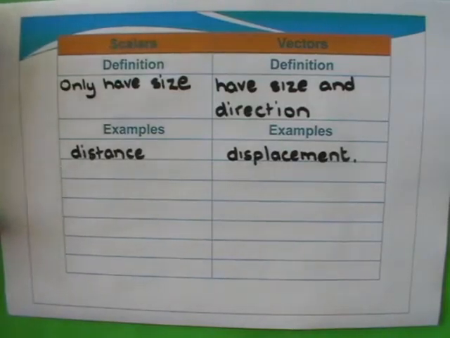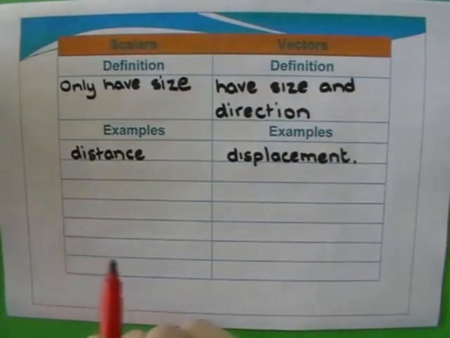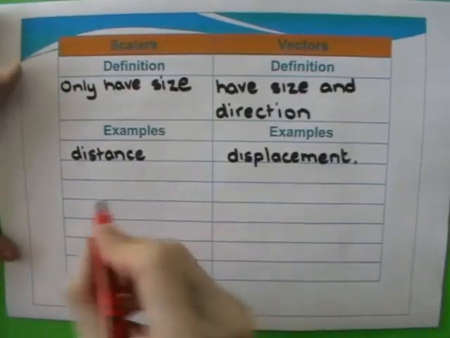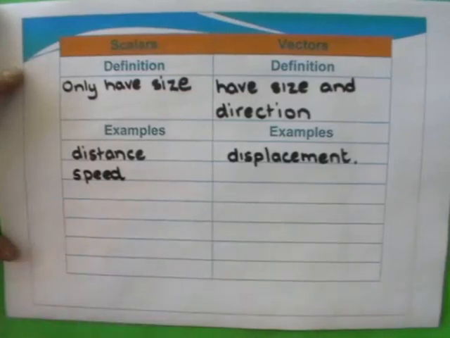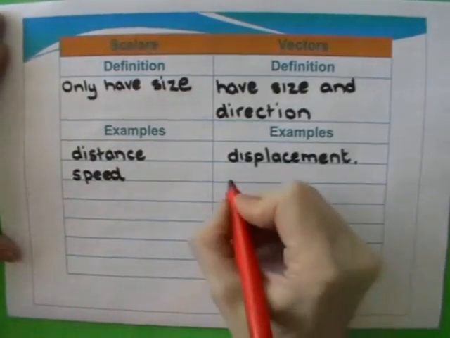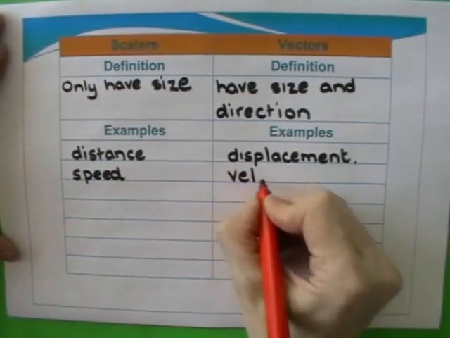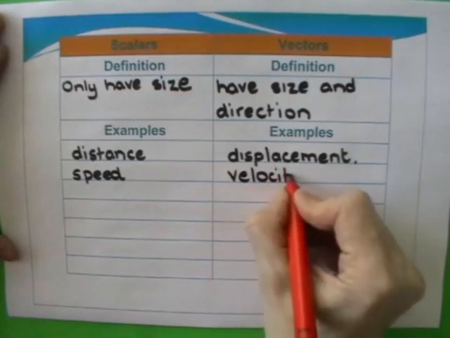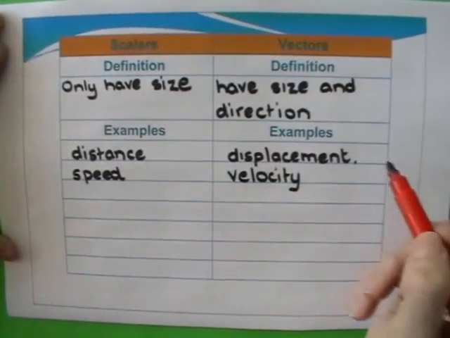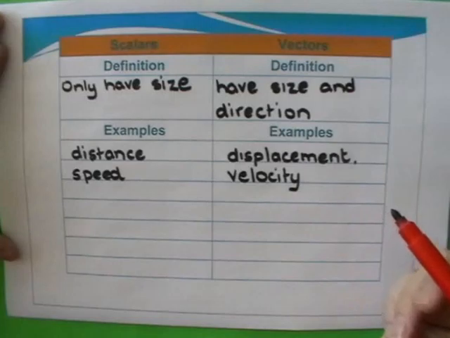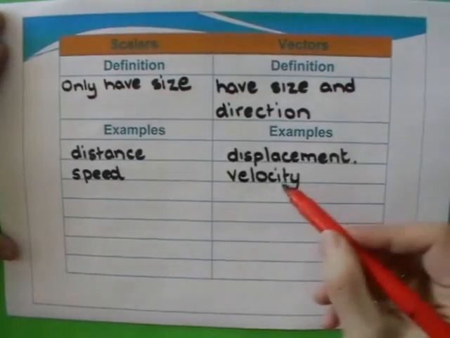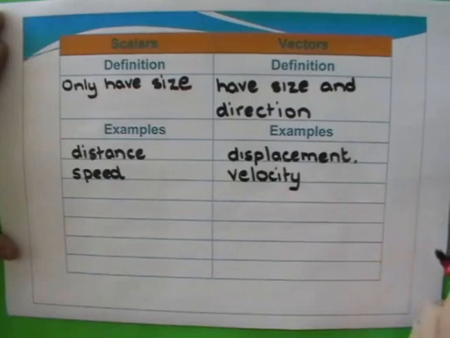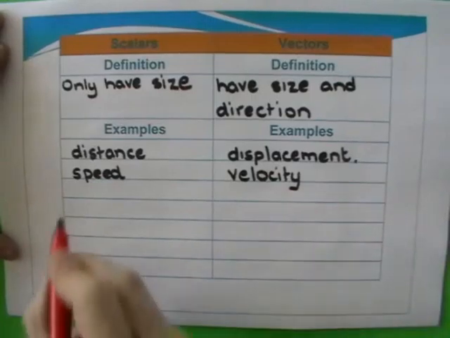Another set of quantities which are fairly similar, but one's a scalar and the other's a vector, are speed, which is distance travelled in a certain time. And then its equivalent quantity is velocity. And velocity is a vector because not only does it have a size, it also has a direction. So it's really a speed in a certain direction. And we say it has a velocity of 4 meters per second west.